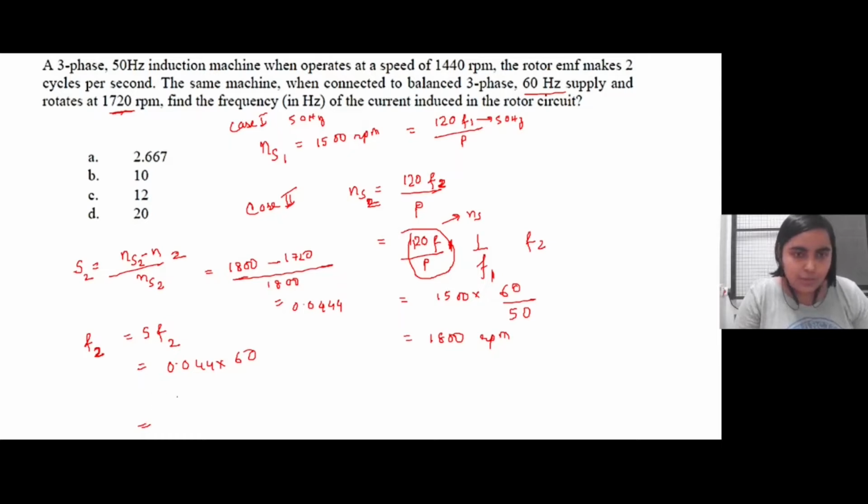which comes out to be 2.667, which is option A. Is it okay? Yes, ma'am. Okay. So these were the six questions left.